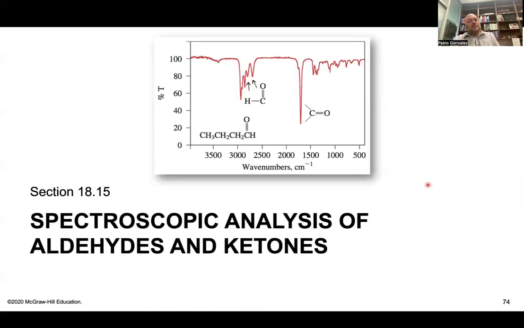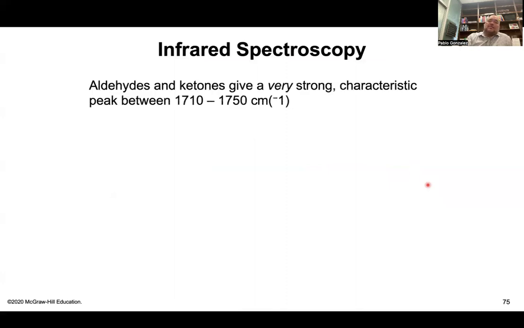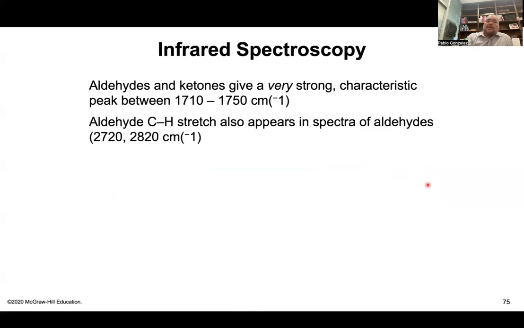Finally, 18.5, spectroscopy analysis of aldehydes and ketones. Infrared spectroscopy: aldehydes and ketones give a very strong characteristic peak between 1,710 and 1,750 centimeters^-1. And the aldehyde carbon-hydrogen stretch also appears in spectra of aldehydes, around 2,720 and 2,820.